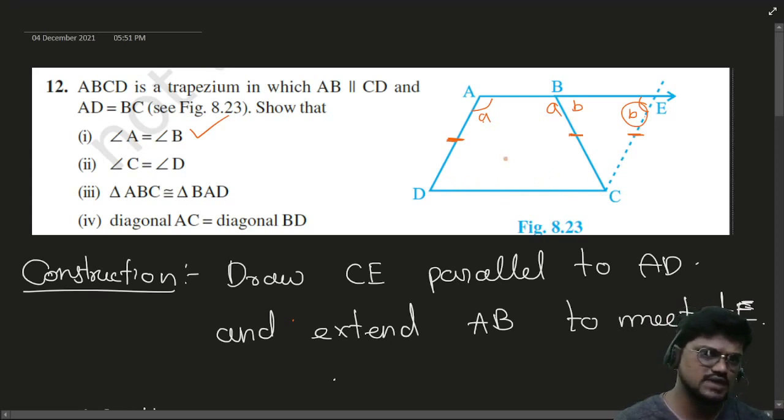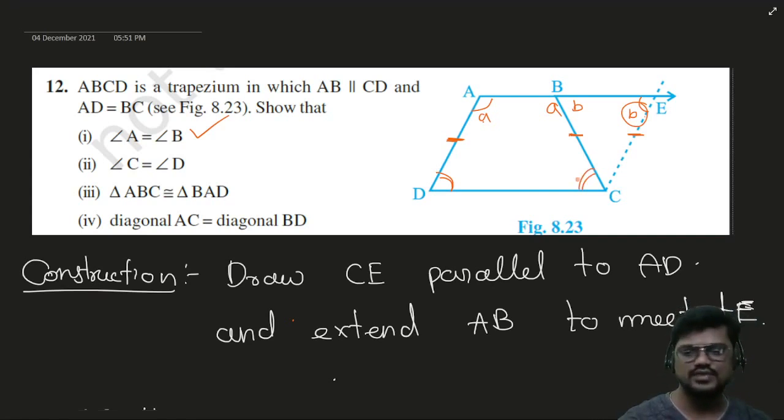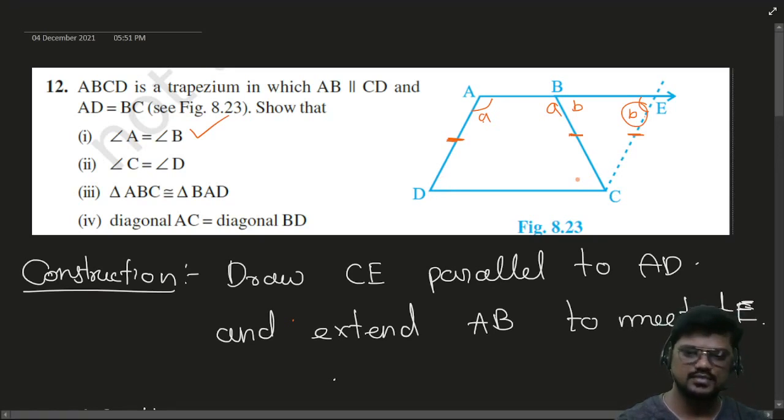So that means angle BAD plus angle ADC equals 180 degrees. Angle ABC plus angle BCD equals 180 degrees. But BAD equals ABC. Therefore, from 1, 2 and 3, what we can say, this angle is equal to this angle. Is this clear? Can you write? Yes, sir. Okay, fine. I'll write.